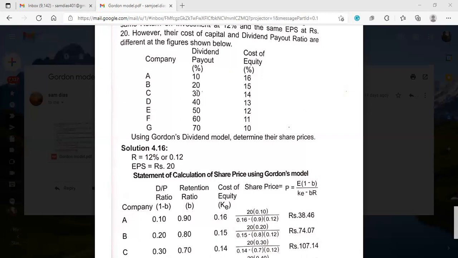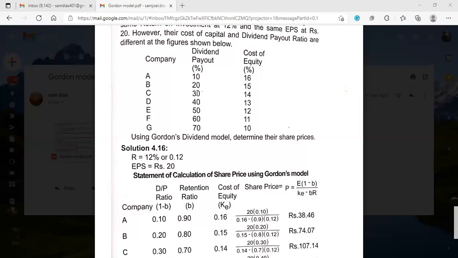Then for E, 50% dividend payout, 50% retention, and 12 is KE. For F, 60% dividend payout and 40% retention, and 11 is KE. For G, 70% dividend payout and 30% retention, and cost of equity KE is 10. Now we are supposed to use Gordon's dividend model to identify the market prices of shares.